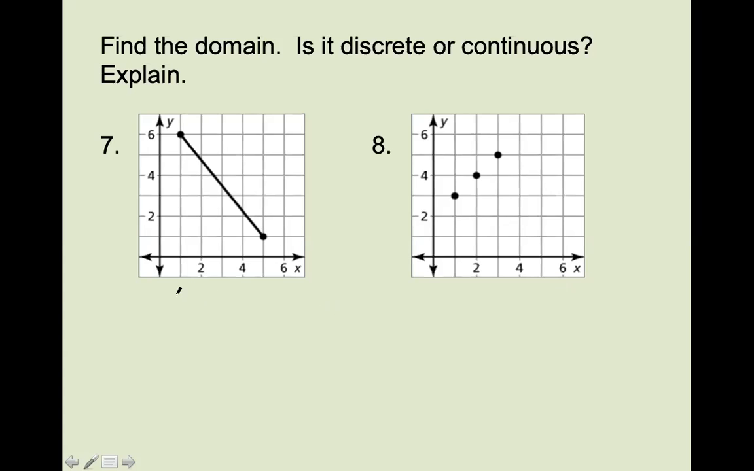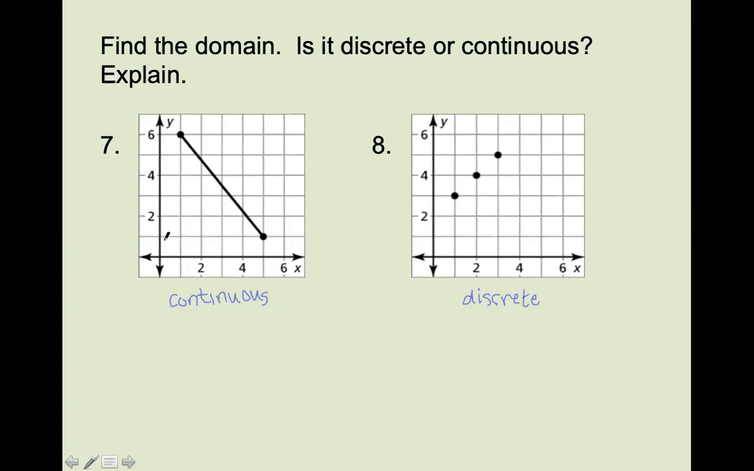So I'm going to first of all write that this one is continuous because there are infinitely many points on that line. And this one is discrete. There's just a few points in the data set. And this is all in today's vocabulary that you wrote down.